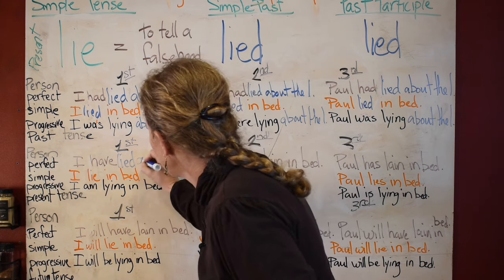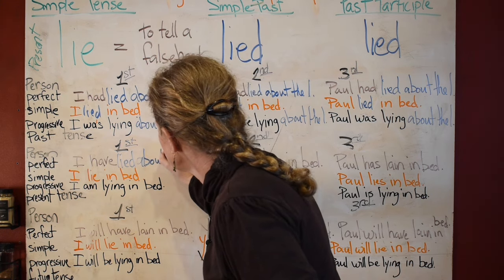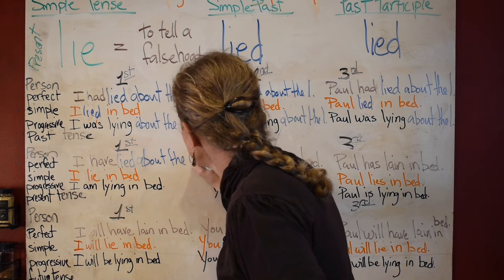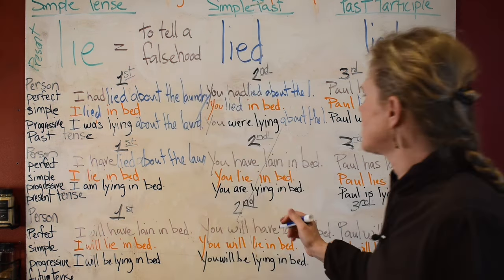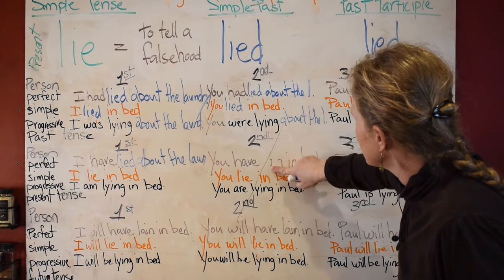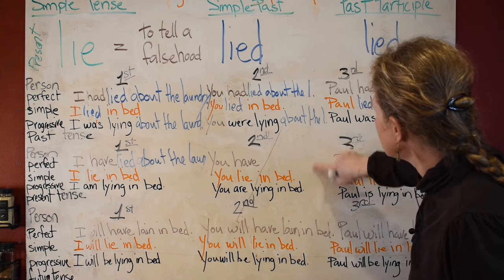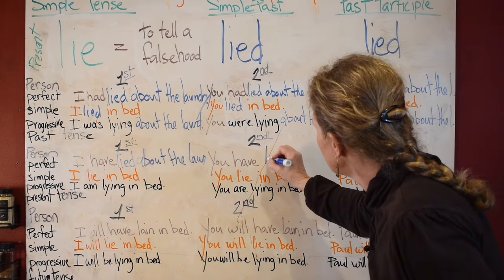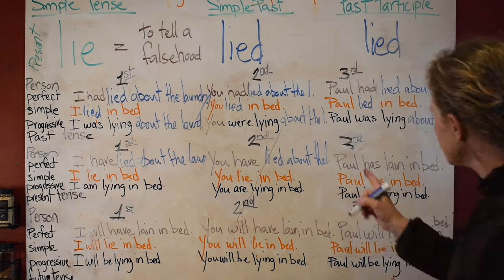Lied about the laundry. I still wanted something easy to write. You have lied. So we need to get rid of this. So it's a little bit messy.